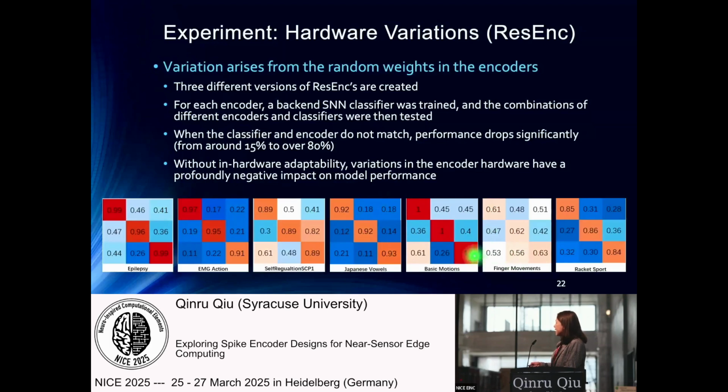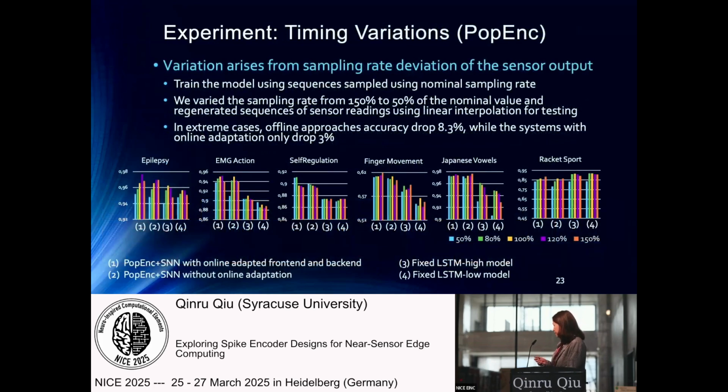As we can see, the diagonal entries, which correspond to the testing and training encoders being identical or similar, give the best performance, while all other entries have much lower classification accuracy. So when the classifier and the encoder do not match with each other, the performance drops significantly, from around 15% to almost 80%. So it shows the importance of adapting the classifier together with the encoder.